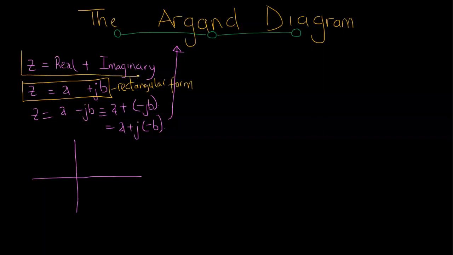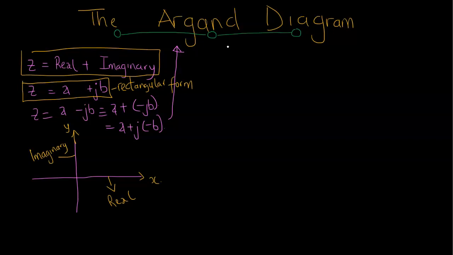So if we can write a complex number as z equals the real part plus the imaginary part, that's called the rectangular form. Now, on the Cartesian axis, of course, we know that this is the y-axis and this is the x-axis. Now, the x-axis is the real axis, while the y-axis is the imaginary axis.